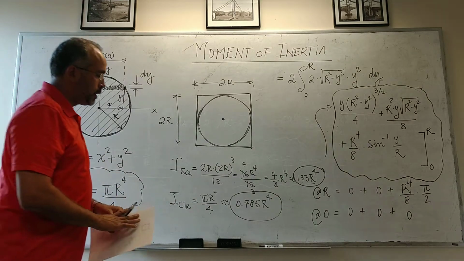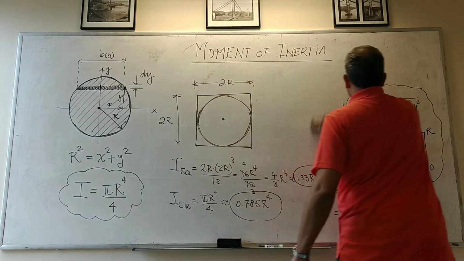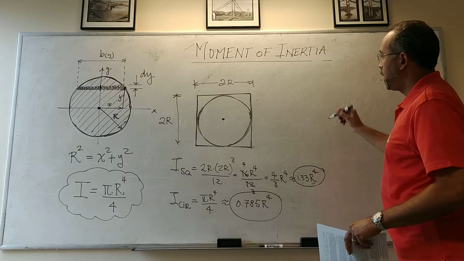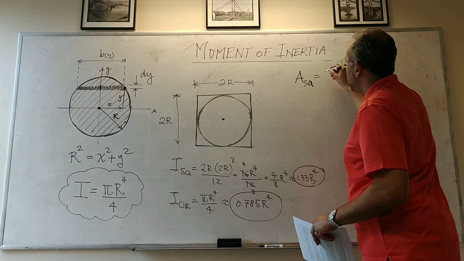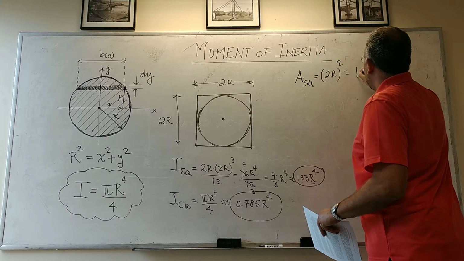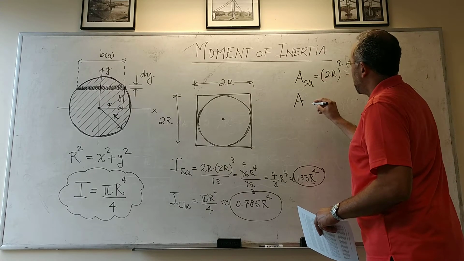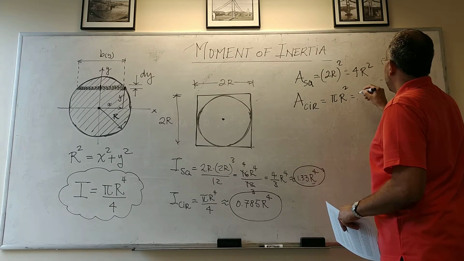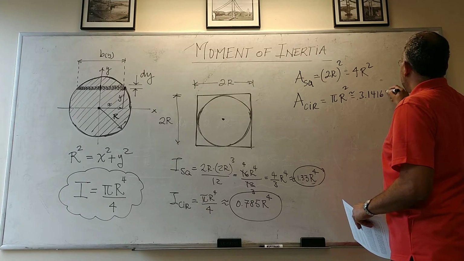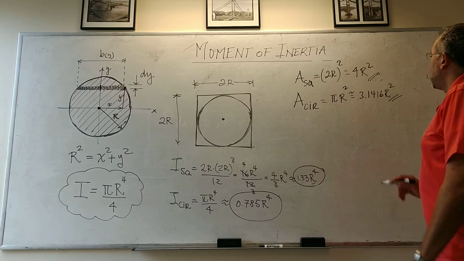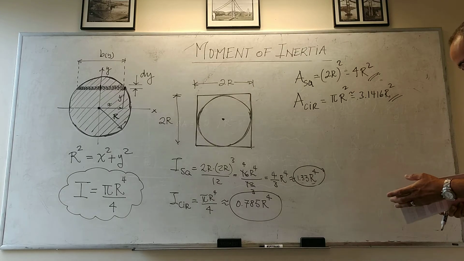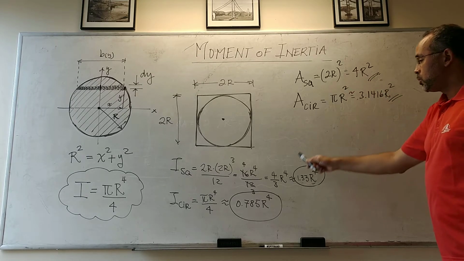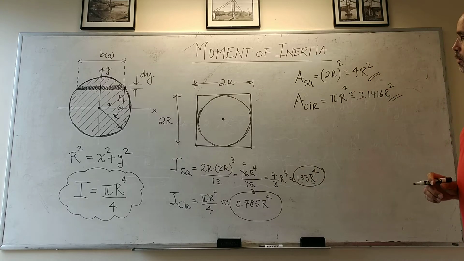However, if you compare the areas, the area of the square, which would be (2r) squared, that would be 4r squared, versus the area of the circle, which would be pi r squared, approximately 3.14 r squared. These two are really not that different. This is slightly over 75% of this, but you only get roughly half the moment of inertia.